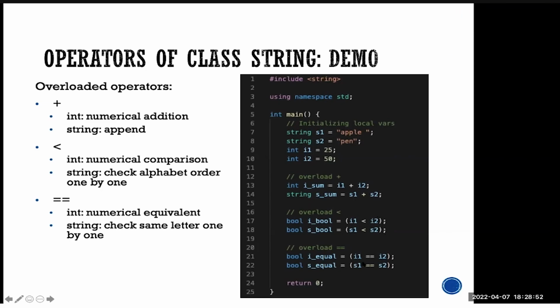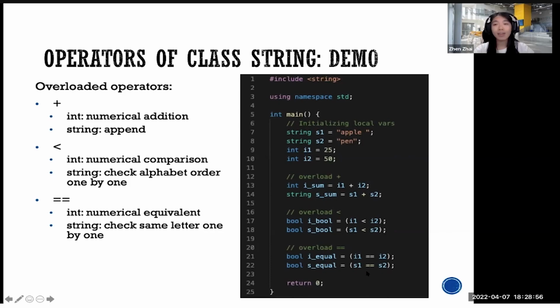Wait, similar to here, right? It will make sure the 2 strings need to be equal length and equal letters. They have to be the same length. Also, all the letters within S1 and S2 are completely equal. That's when the 2 strings are equal.